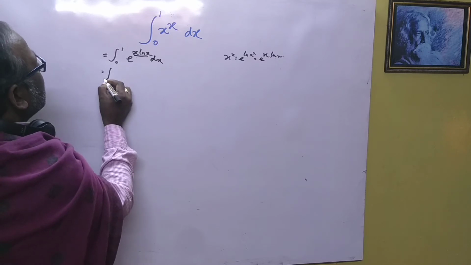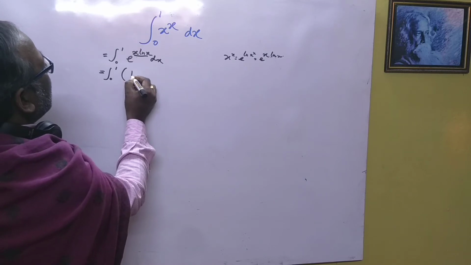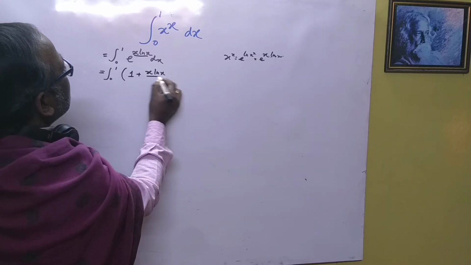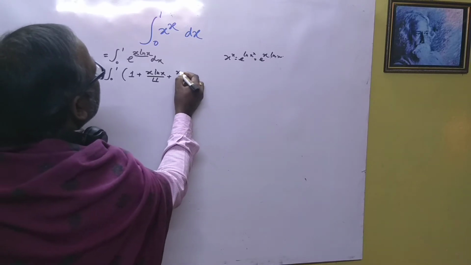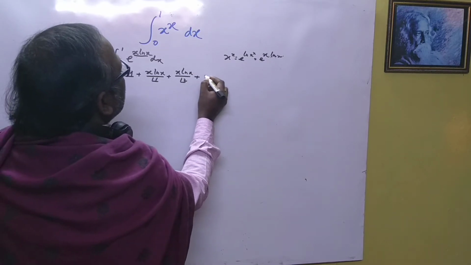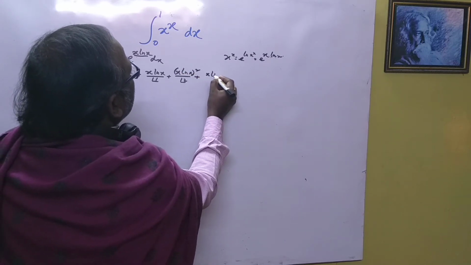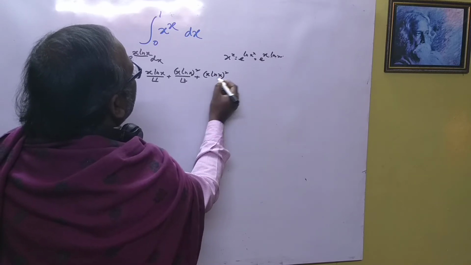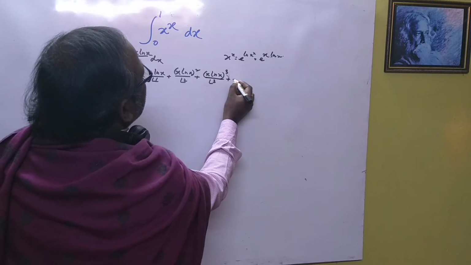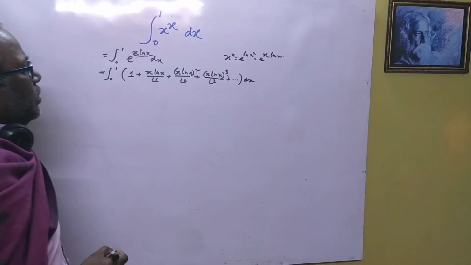Okay, and that is equal to the integral from 0 to 1 of 1 plus x ln x by factorial 1, plus x ln x whole squared by factorial 2, plus x ln x whole cubed by factorial 3, and so on, dx.